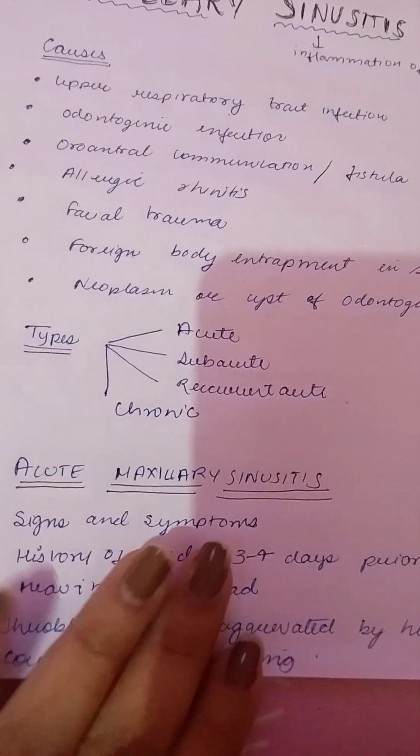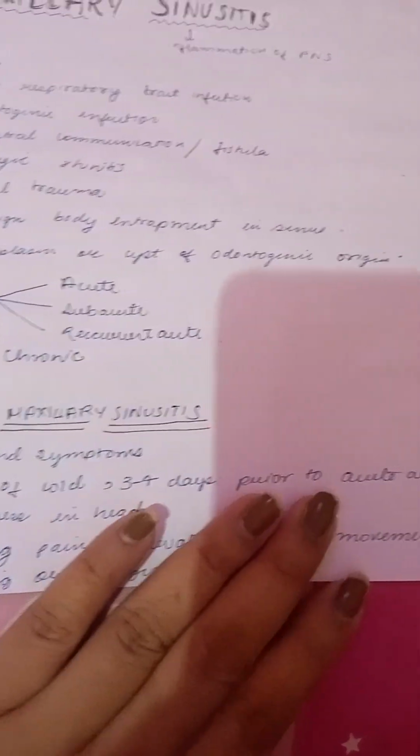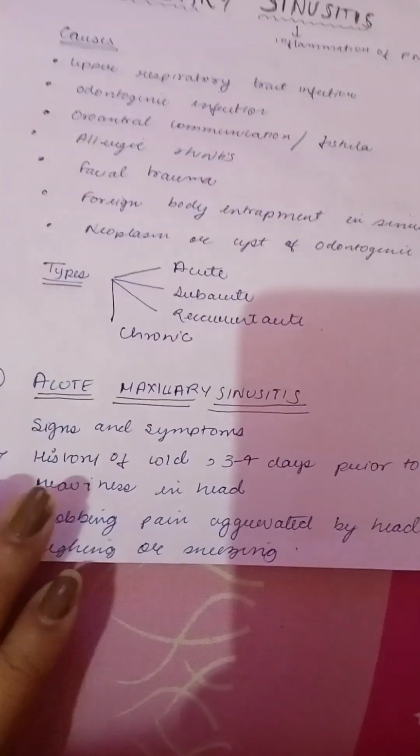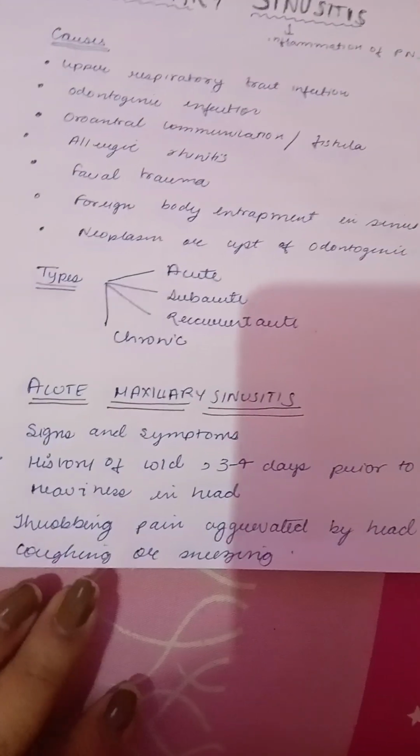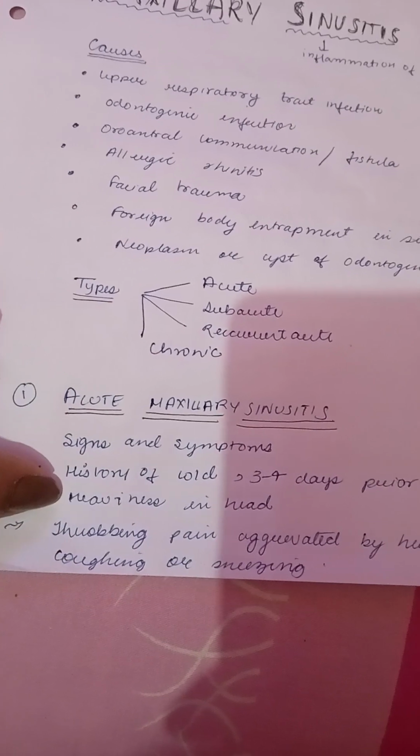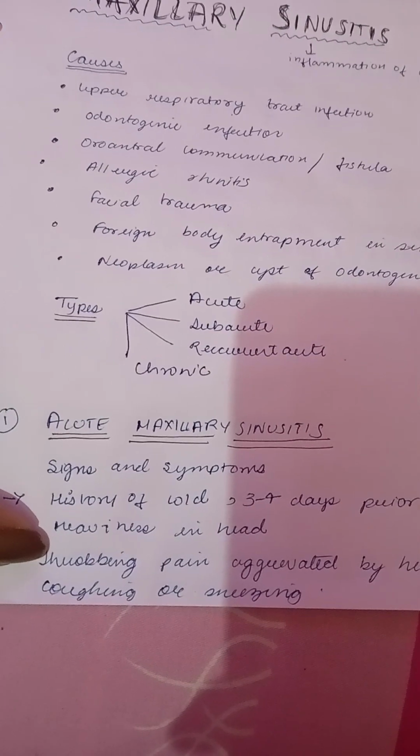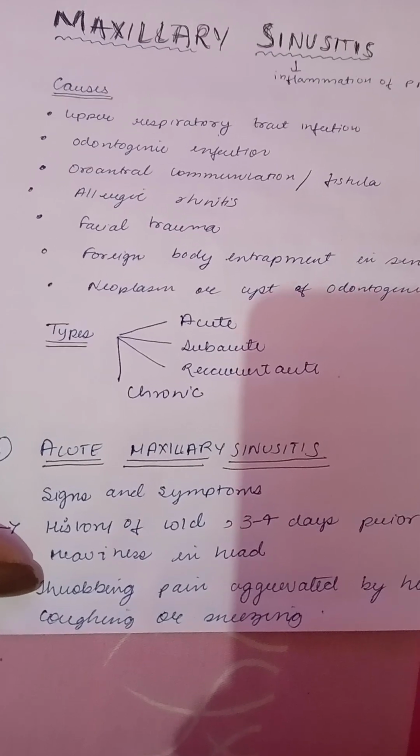What are the signs and symptoms of acute maxillary sinusitis? Firstly, there will be a history of cold 3 to 4 days prior to the acute attack. There will be heaviness in the head, a throbbing pain aggravated by head movement, coughing or sneezing. The head will feel heavy and there will be a throbbing pain when the patient moves the head, rotates it here and there, or coughs or sneezes. Okay, we are studying acute maxillary sinusitis.